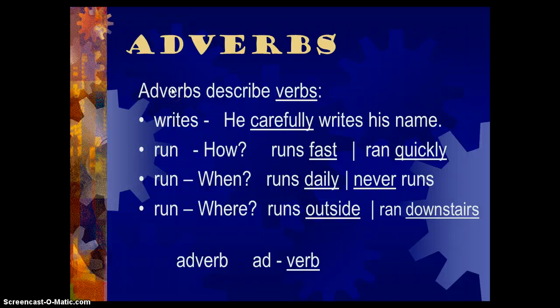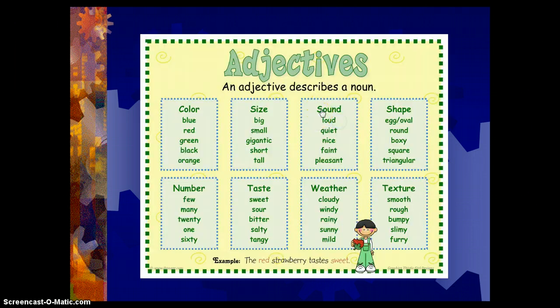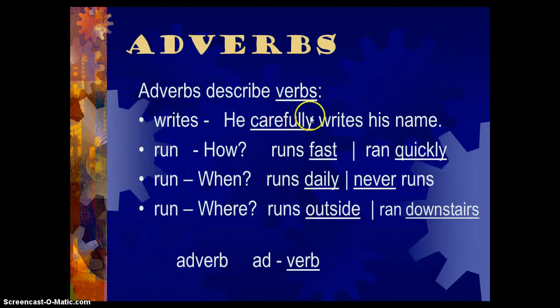Adverbs are a little bit different. They describe verbs, not nouns, but verbs. So if we have a verb here, let's just take writes, for example. He writes his name. The adverb describes how the verb is being done. So if the verb is write, that's what he is doing. How is it that he is writing? He is writing carefully. He carefully writes his name. So carefully here would be the adverb.